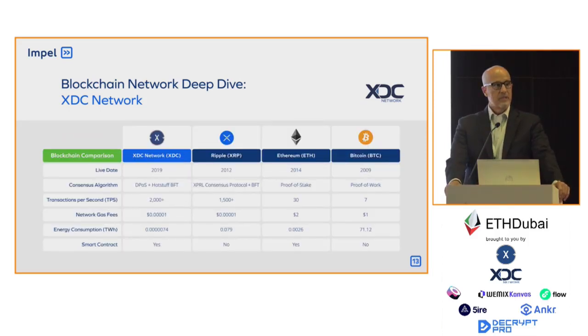The comparisons between the XDC network and other blockchain protocols. The XDC network stands out at high scalability, 2,000 plus transactions per second, near zero gas fees of 0.00001 cent per transaction, smart contract capability, and the energy consumption is quite low. We consider it a green project. Coming June 1st, the mainnet will be live for 4 years straight with zero downtime.